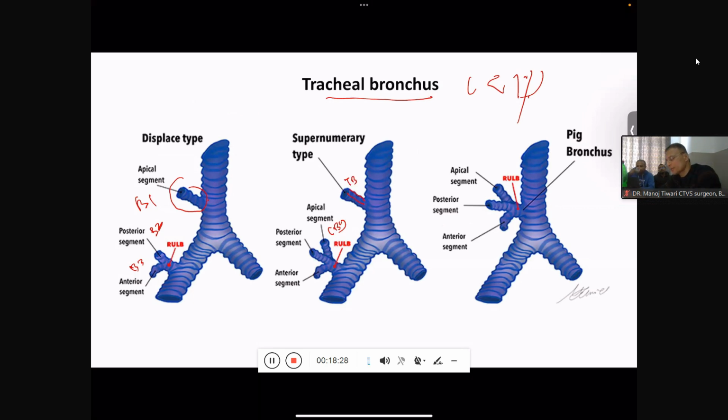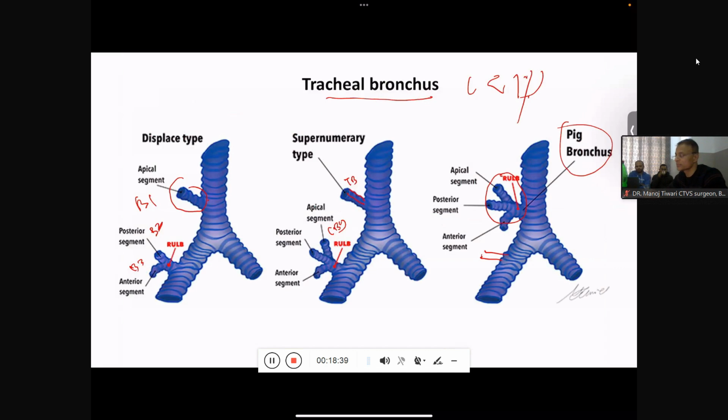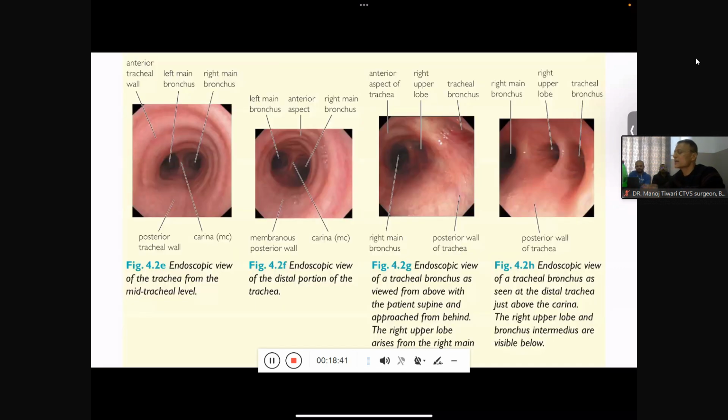Sometimes the upper lobe bronchus is completely arising as a tracheal bronchus. There is no upper lobe bronchus here. So this is totally replaced. Like in the pig, if we visualize the pig bronchus, it is typically like this. So there are certain views in which you can visualize the bronchoscopy.